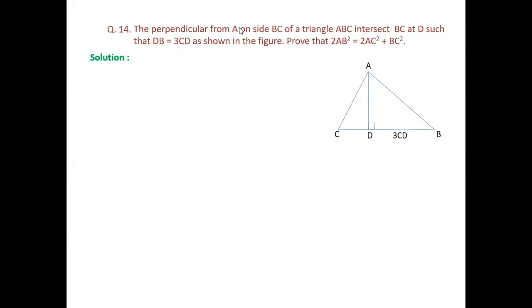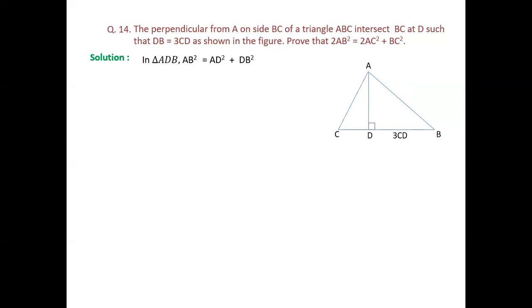And a perpendicular from A on the side BC of the triangle. From A to side BC, we are drawing a perpendicular intersecting BC at D. He says that DB is 3 times CD. Okay, I have to prove this. Now let's apply Pythagoras in our right triangles. So this entire exercise is based on right triangles. So Pythagoras theorem, time and again we are using the same thing.